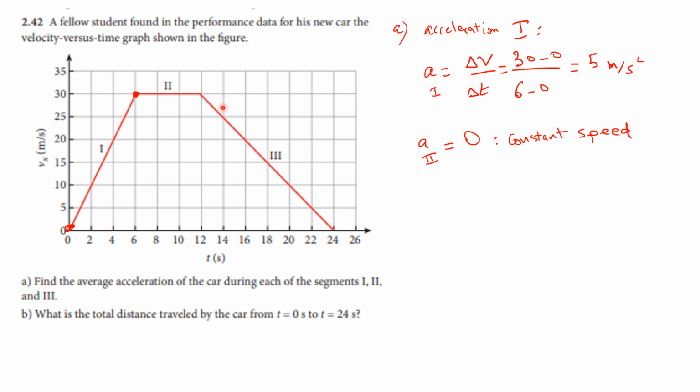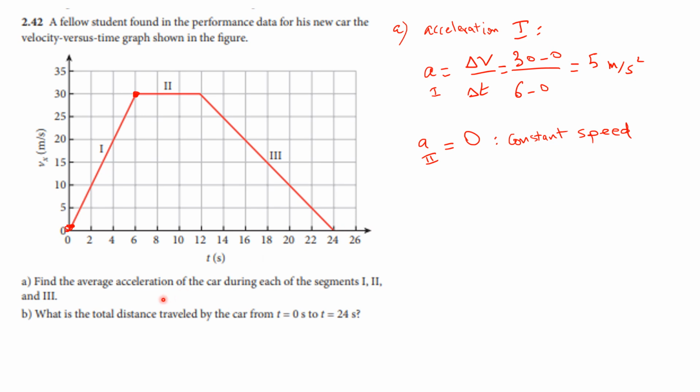What about the acceleration in the third part? You apply the same way. You calculate the slope, and you choose 2 points, and the answer has to be negative because here the car is slowing down. So in this case, the acceleration has to be negative.